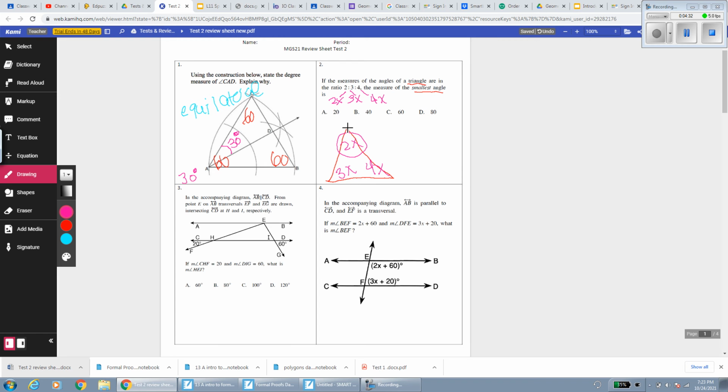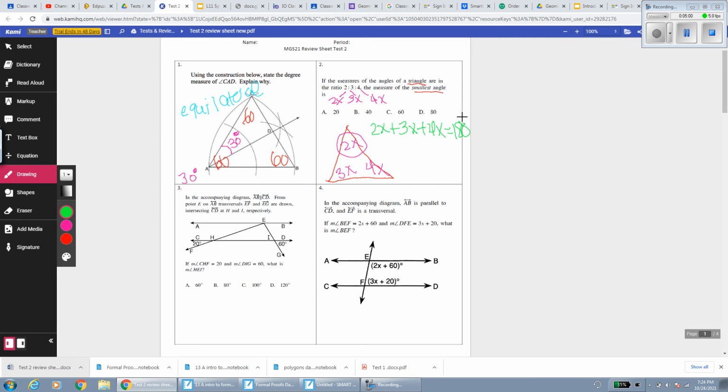I can substitute whatever I get for x and multiply it by 2 in order to figure out what the smallest angle of the triangle is. So I'm going to make an equation that says this angle of the triangle, 2x, plus this angle of the triangle, which is 3x, plus this angle of the triangle, which is 4x, is equal to 180 degrees.